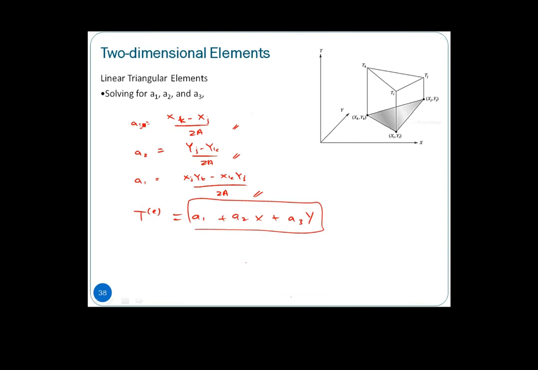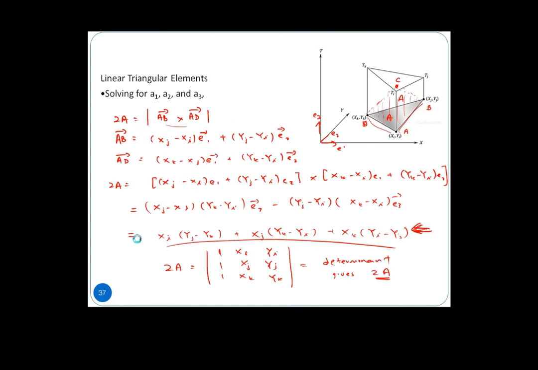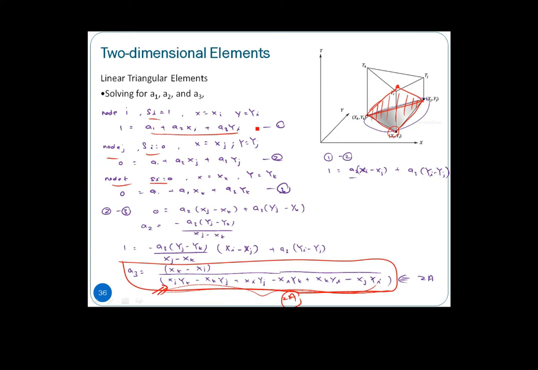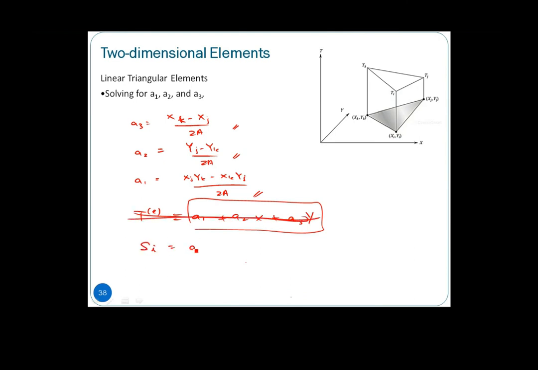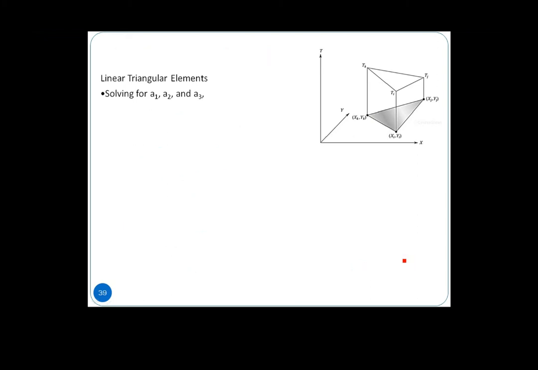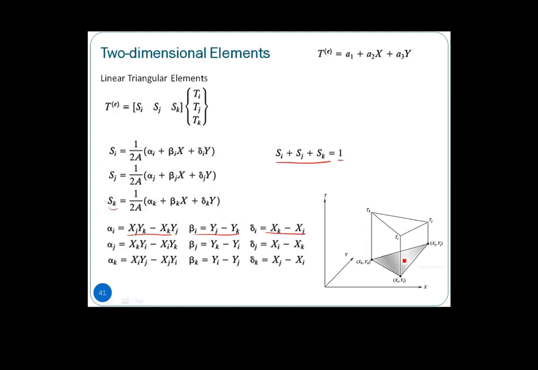So we have this Si itself from here, okay? Just now we are assuming, sorry, here we are assuming Si equals 1, equals A1, A2, A3. Once we have found A1, A2, A3, our Si is actually equal to A1 + A2 x + A3 y. So substitute this in, right? So Si equals A1 plus A2 x plus A3 y, which gives (xj yk − xk yj) divided by 2A, plus a2 is (yj − yk) divided by 2A times x, plus (xk − xj) over 2A times y. So at the end, you have the shape functions as you have seen here, right?